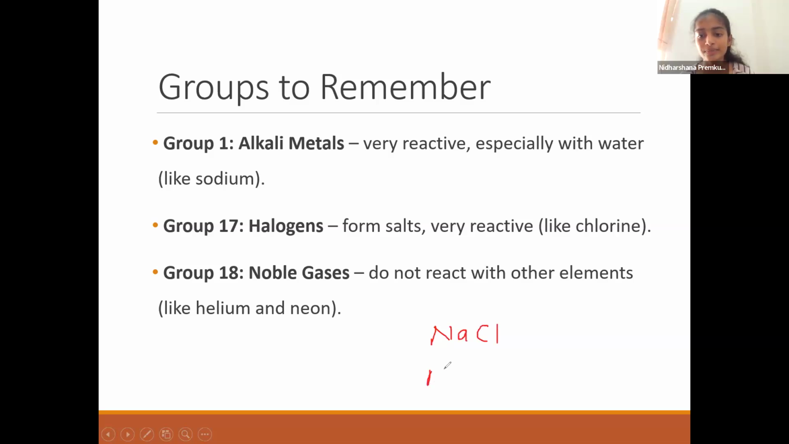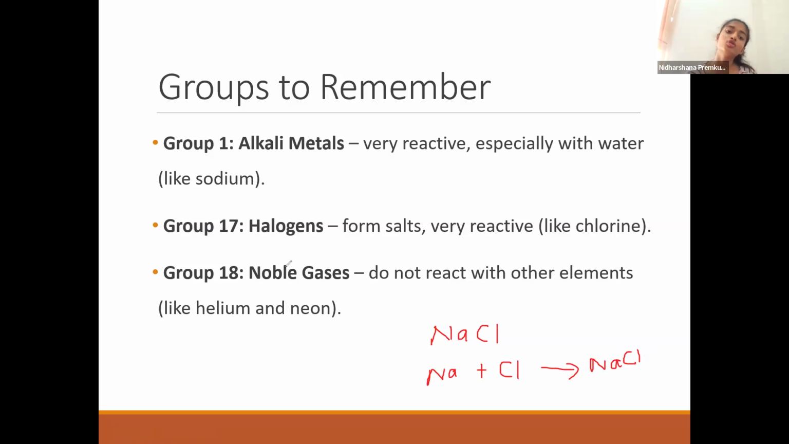So chlorine has reacted with sodium to form NaCl. The table salt that we use on a daily basis in our households is iodized table salt, iodized NaCl.